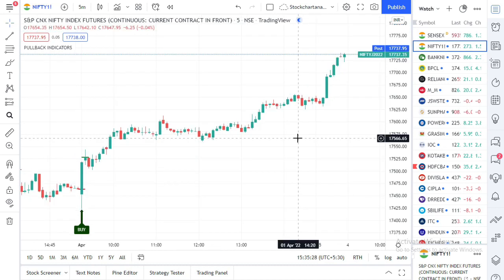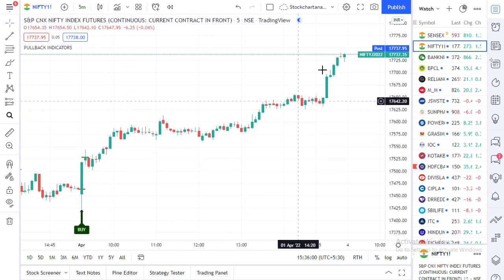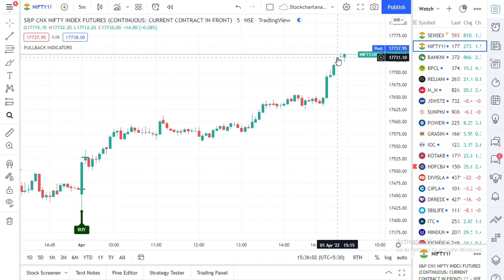This is a 5-minute Nifty chart. Whenever we trade on index, we use the 5-minute time frame. Today we got a buy signal here on the first 9:15 candle. The next candle has also given us the confirmation, and you can see the entire day Nifty was in an uptrend.